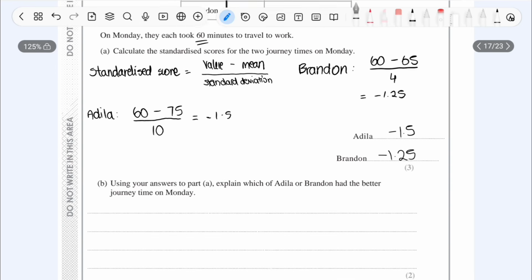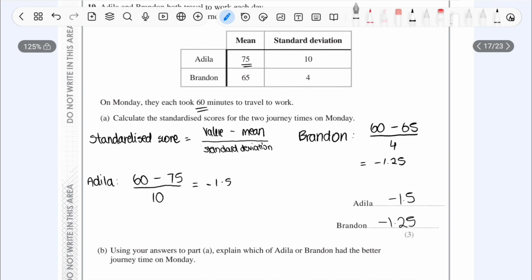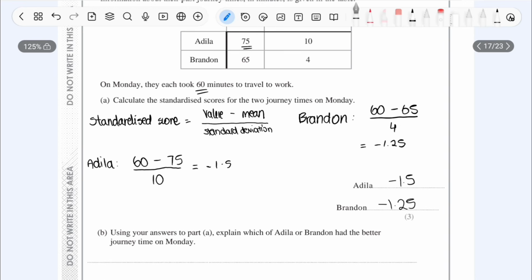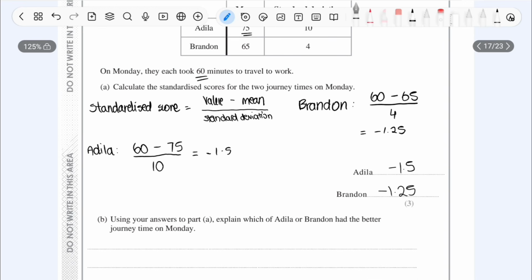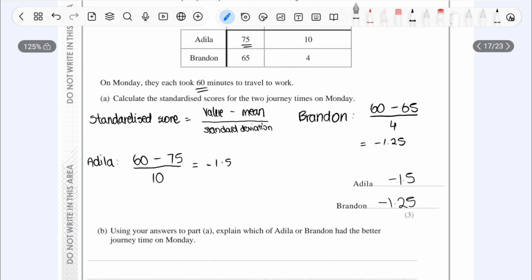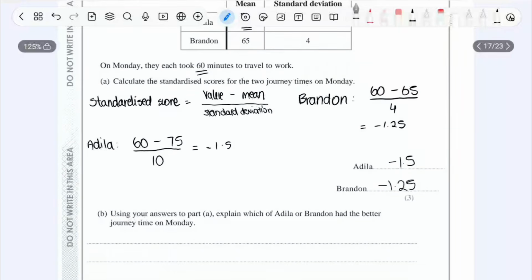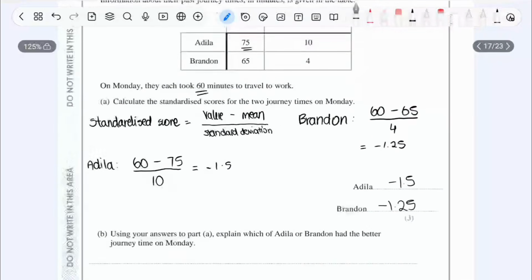Now I can actually explain what standardized scores are. It basically shows the relative standing of a specific value with respect to the dataset. Adila had negative 1.5 and Brandon negative 1.25. A standardized score of 0 suggests you're basically at the mean, or the expected value. That makes sense, as you'd have 0 on the numerator because the value and the mean are the same. So the lowest standardized score in this context is the better one, because it suggests that the journey time in minutes was the lowest for Monday.